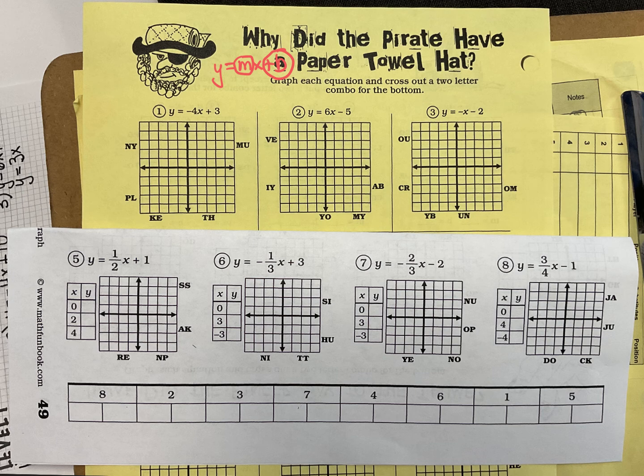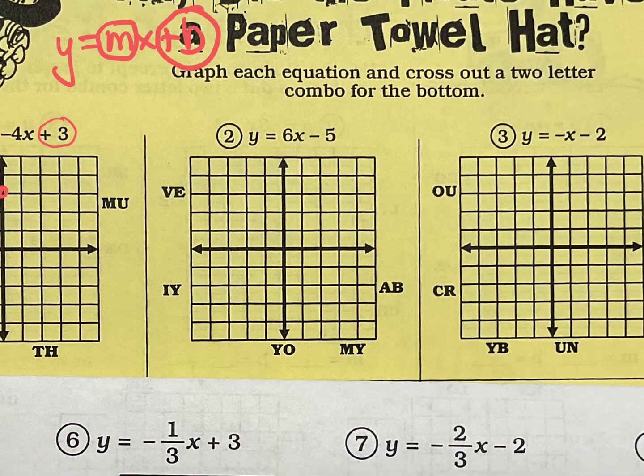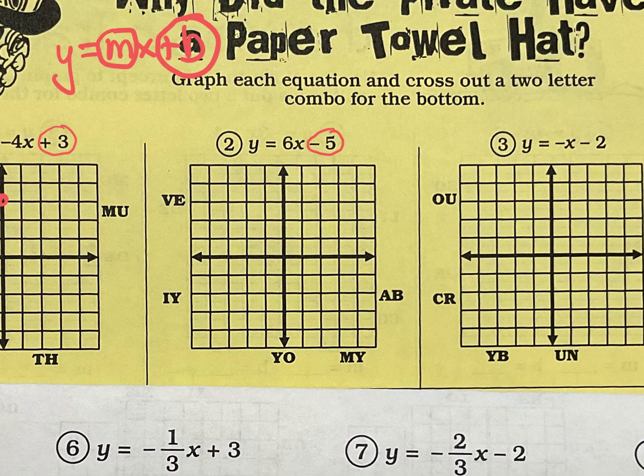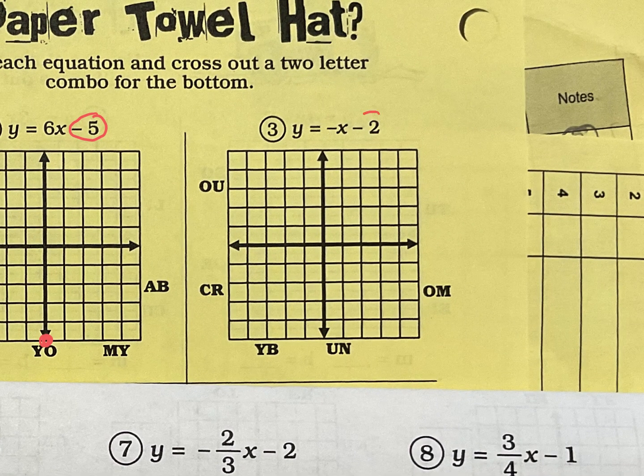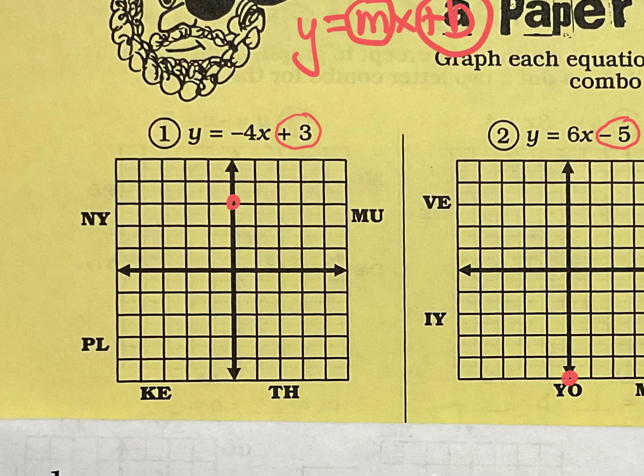So first step I'm going to do on these ones is say where am I supposed to start? I'm supposed to start at positive 3. So boom, positive 3. Where am I supposed to start on this one? Negative 5. So boom, negative 5. Where am I supposed to start on this one? Negative 2. So boom, negative 2. If you follow that pattern for all of them, you should be able to go through and at least put in your first dot. Your next one, now I'm going to look for my slope.